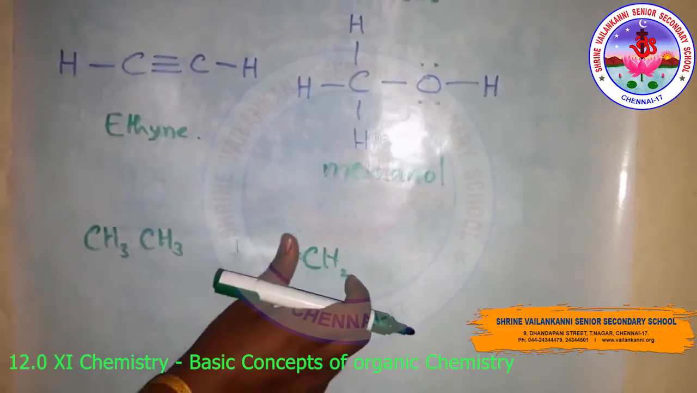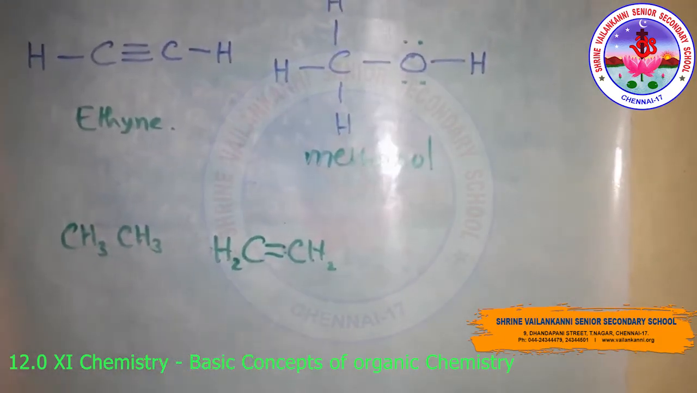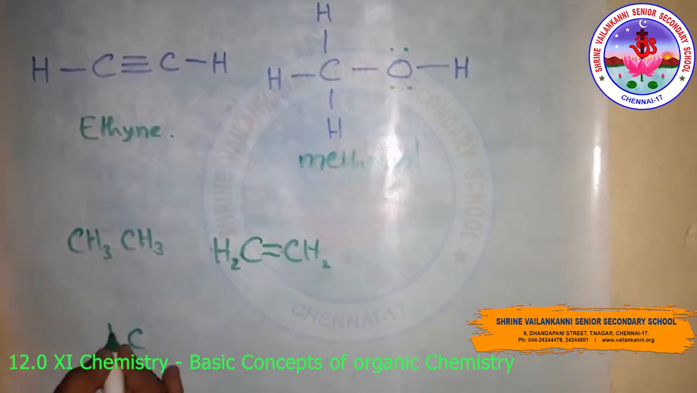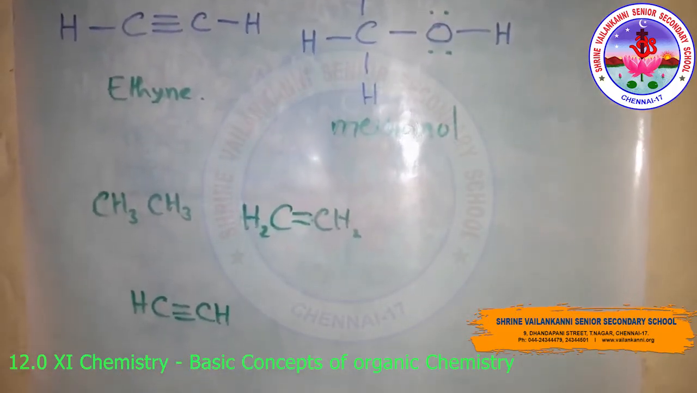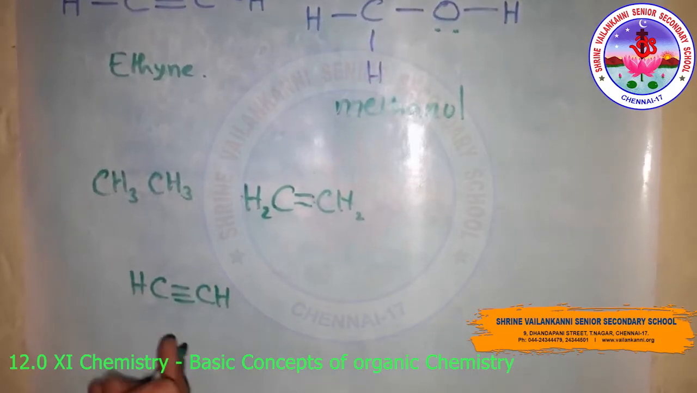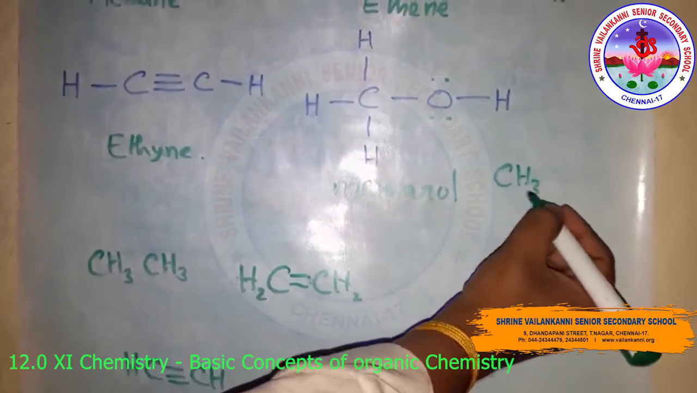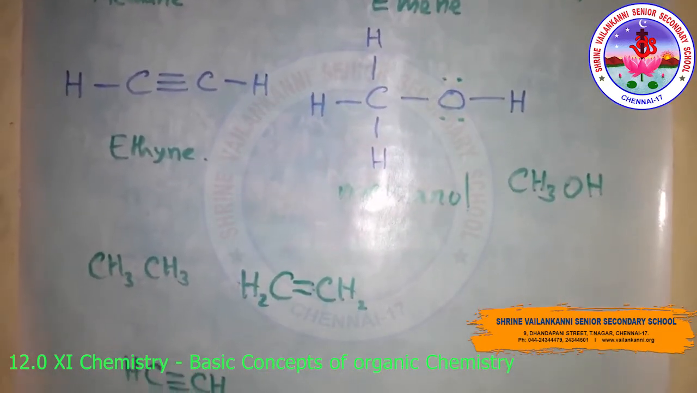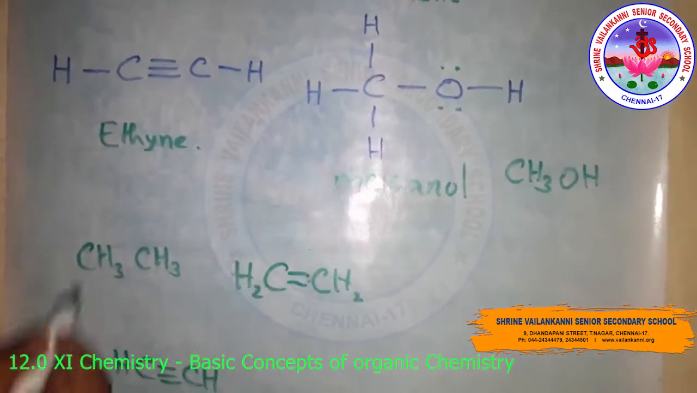Simply you can write like this, CH2 double bond CH2. Then ethyne, simply you can write it CH triple bond CH. Then methanol, you can write it CH3OH. Okay, so this is the condensed structural formula.